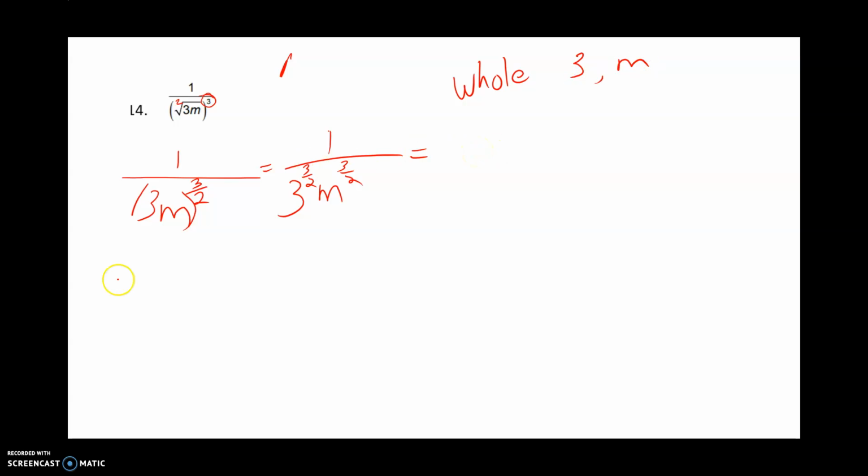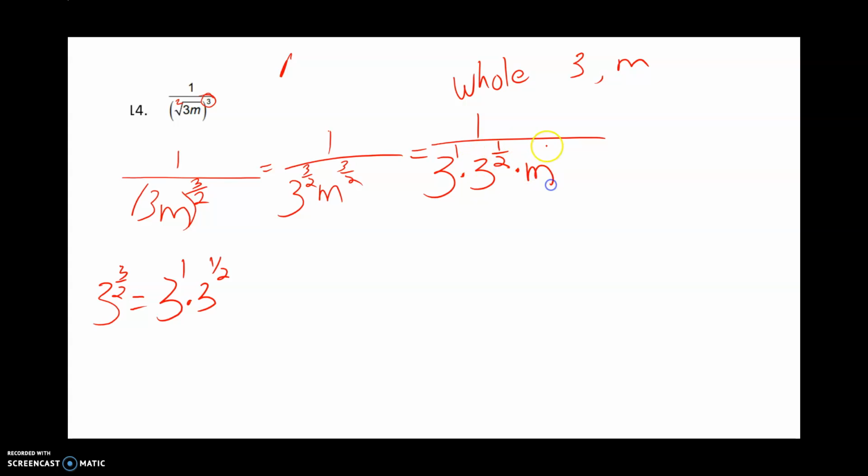So this 3 to the 3 over 2, right? That can be broken up. That's 3 to the 1 times 3 to the 1/2. Same with the m. So now it looks like this: 3 to the 1 times 3 to the 1/2 times m to the 1 times m to the 1/2. Right? Now, this is the portion of the denominator that I have to rationalize.